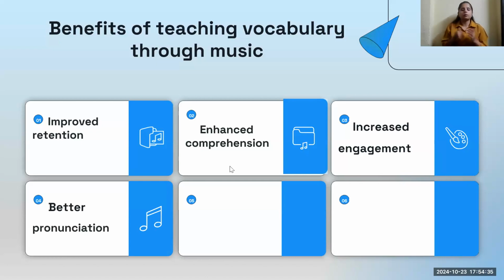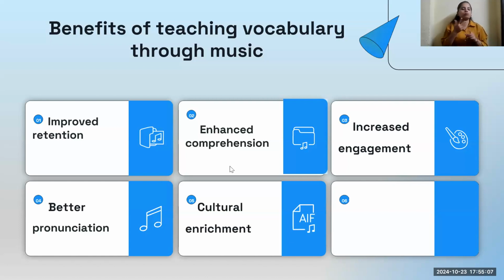Next, better pronunciation. Rhythm and melody in songs help learners practice pronunciation and intonation naturally. Sometimes we feel that certain words are complex for the learner to articulate, but when similar words come in a flow of music, they are able to pronounce them with ease. So music plays an important role in improving pronunciation, and learners learn intonation as well.